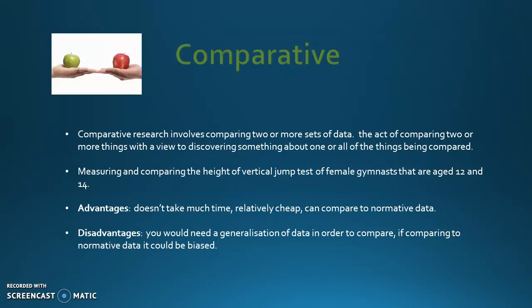An example would be measuring and comparing the height of vertical jump tests of female gymnasts at age 12 and 14. So here you have two sets of data, those age 12 and those age 14, and you're comparing the results of the vertical jump test of those two sets of data.